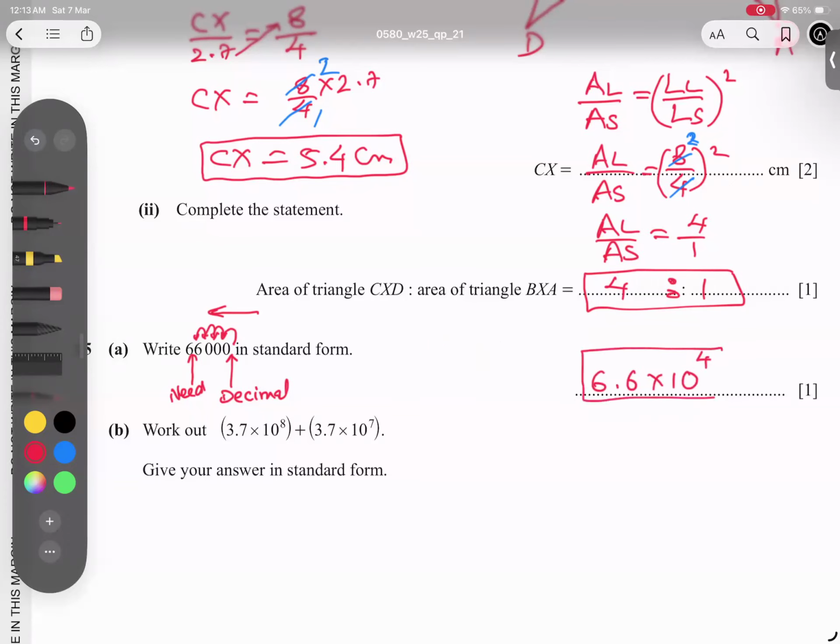And let's talk about the next one. He's saying a workout. This is 10 to power 8, 10 to power 7. So here's a small trick. If you don't make it the same powers, we cannot solve the question. Okay, and what is the rule we have? We have two choices. And the best way is what? If I convert this 7, it is better to do it. So 3.7 times 10 to power 8, copy.